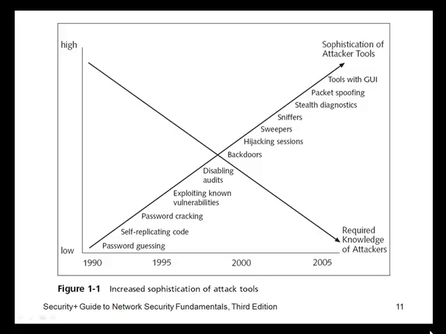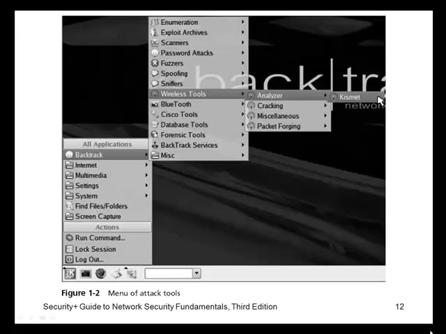What do we want to do, or what do we not want to do? Password guessing, self-replicating code, password cracking, on up to the GUI, packet spoofing, stealth diagnostics, sniffers. Sniffers is up here pretty high. Why would that be up there? Because you've got to know what you're looking for when you look at the packets.